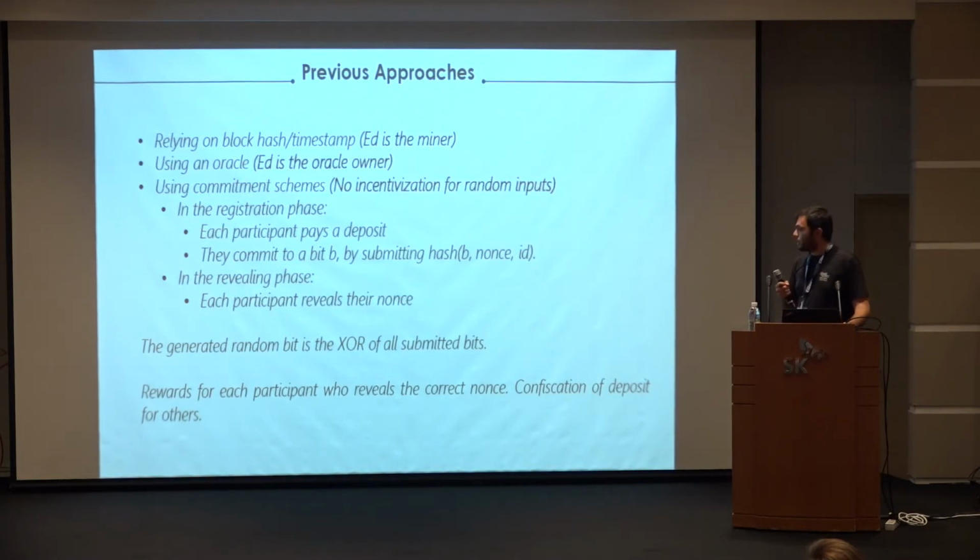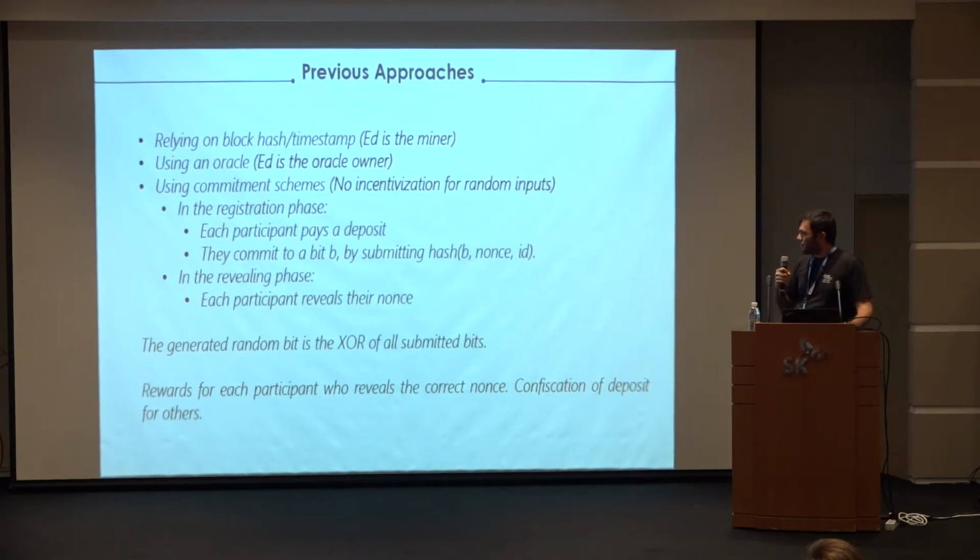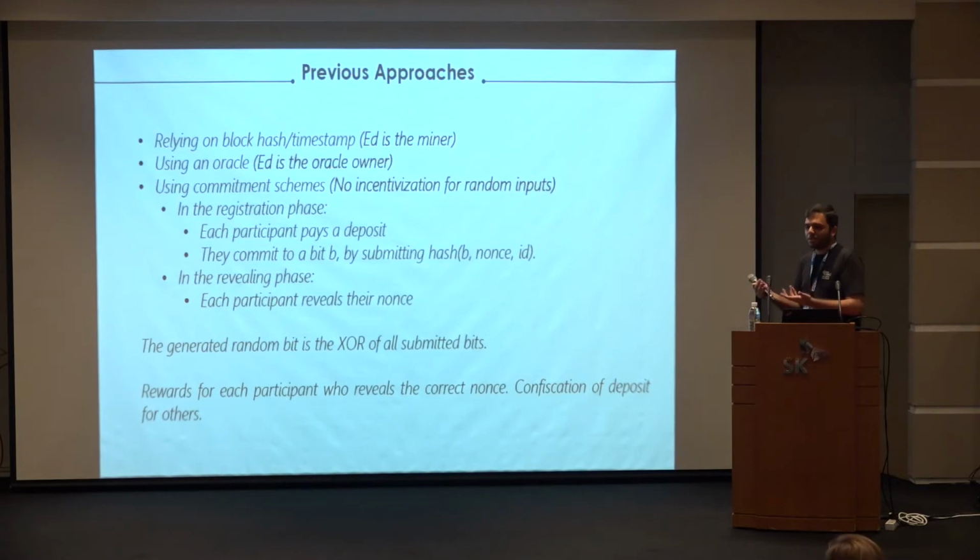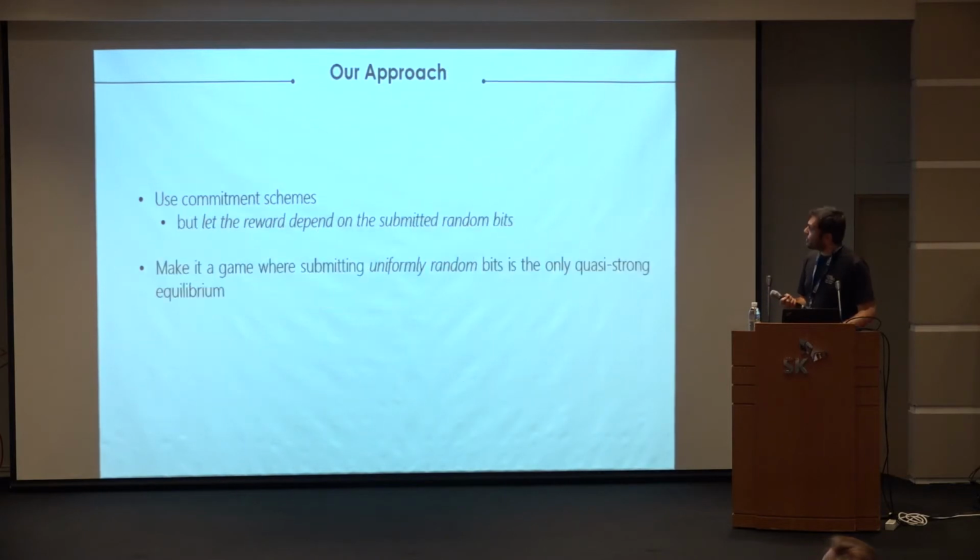But on the other hand, the problem is that we kind of depend on this assumption that there is at least one person who is submitting uniformly random numbers. Otherwise, our system is not really working. So we have an assumption that we are not incentivizing. And this is what we solve in this paper. So basically, our approach is to use the same commitment schemes, but instead of giving everyone a flat reward, we say let the reward depend on the submitted random bits. And we make it a game, basically, and make sure that the only quasi-strong equilibrium of this game is to submit uniformly random numbers. This incentivizes everyone to submit uniformly random numbers.